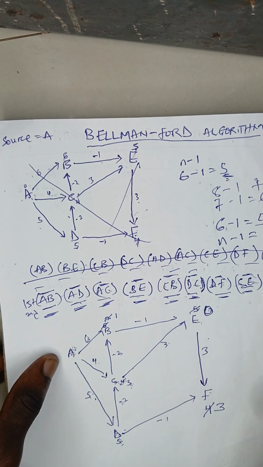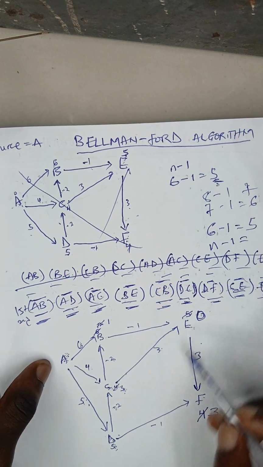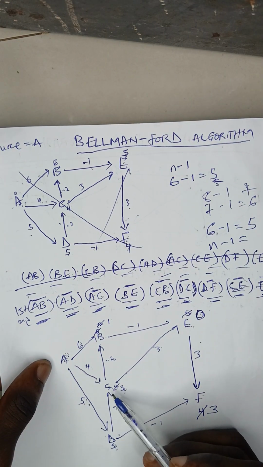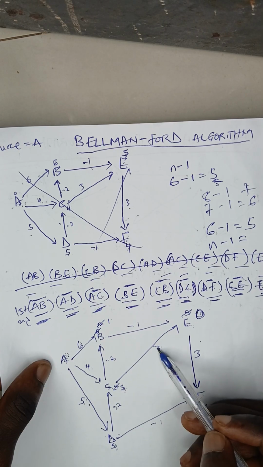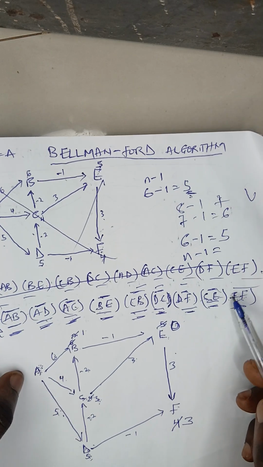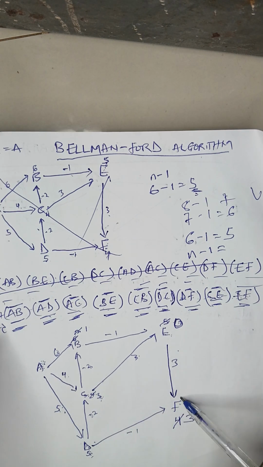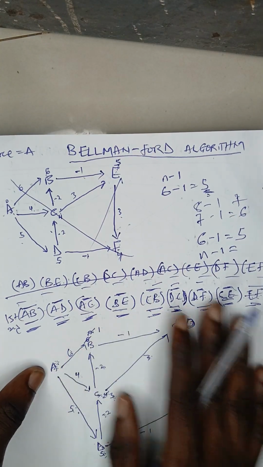So DC is okay. DF. 5 minus 1. That is 4. Here is 3. So here is good. CE. 3 plus 3. That is 6. Here is 0. Here is good. EF. 0 plus 3. That is 3. So we did not do any correction.